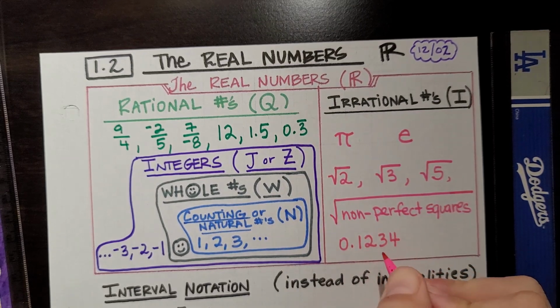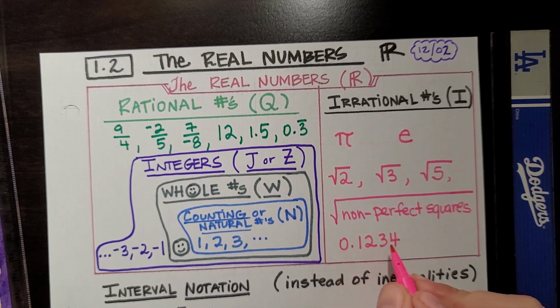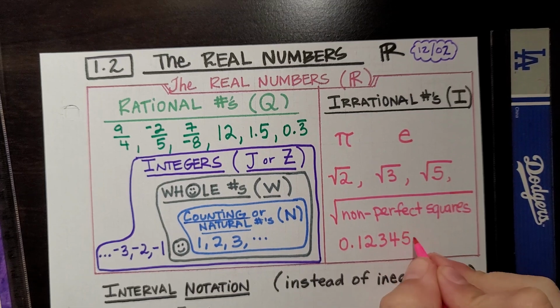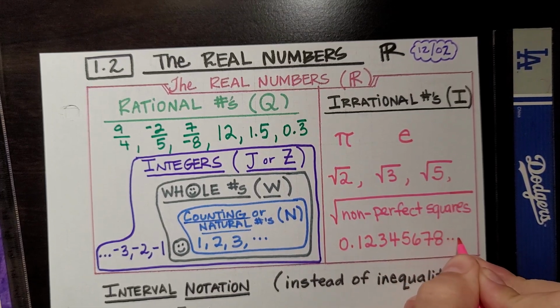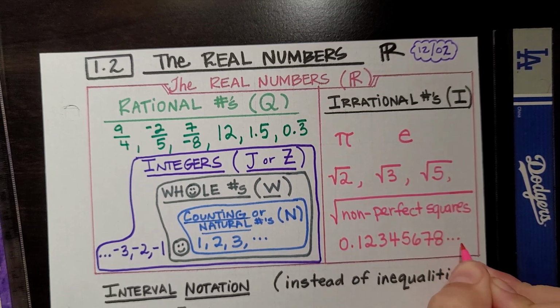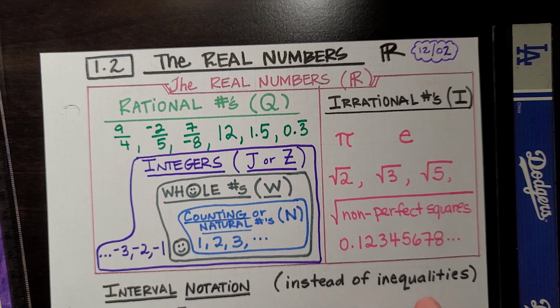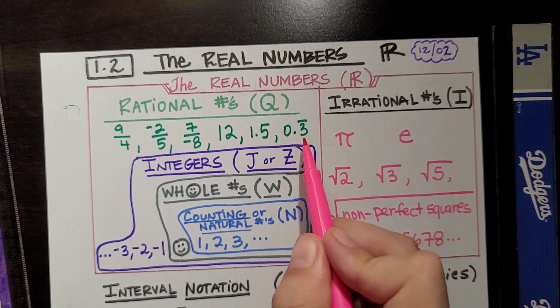I'm talking about the number 0.1234. If I stopped there, if it terminated, it would be a rational number. But I'm not going to stop. I'm going to keep going: 5, 6, 7, 8, dot, dot, dot. Those dots are called ellipses, and they just mean so on and so forth in that pattern. Now, over here we said a repeating pattern.